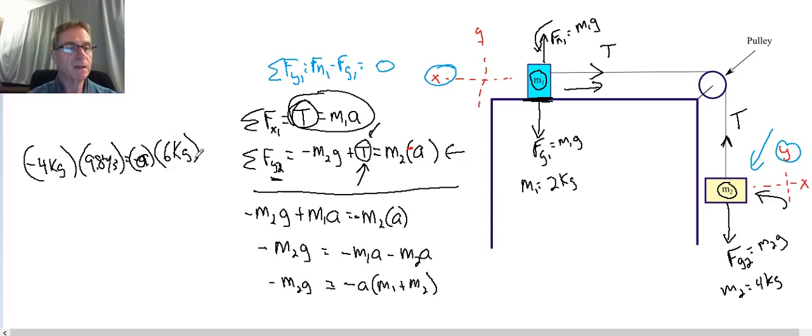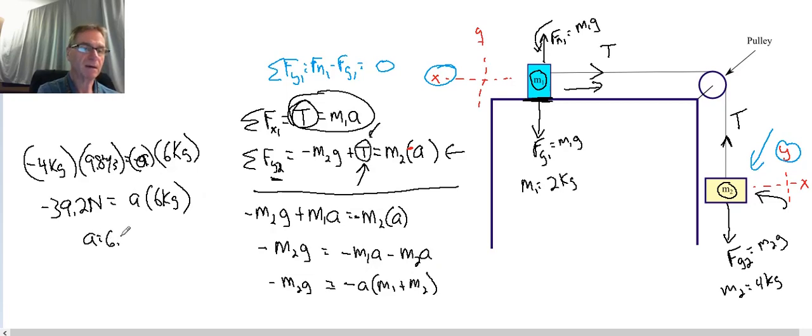So negative 4 times 9.8 happens to be negative 39.2 newtons, which is equal to negative a times 6 kilograms. If I divide each side by 6 kilograms, 39.2 divided by 6 kilograms is 6.53 meters per second squared. So that's A.